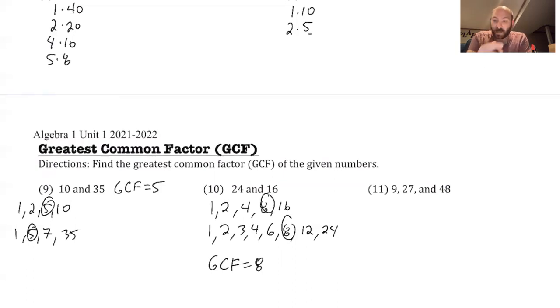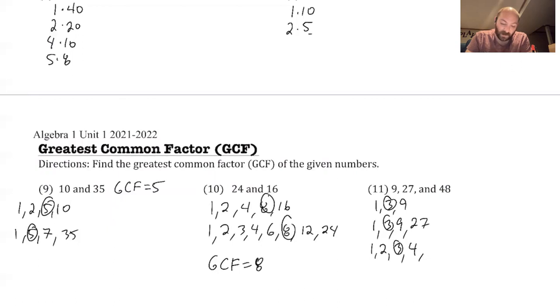Okay, 9, 27, 48. For 9, I've got 1, 3, and 9, because it's 1 times 9 and 3 times 3. For 27, I've got 1, 3 times 9, and then 27. And then 48, I've got 1, 2, 3, and then 4. In all honesty, I could stop there because I know that 9 is not going to go into 48. So I know that 3 is my greatest common factor for all of those.